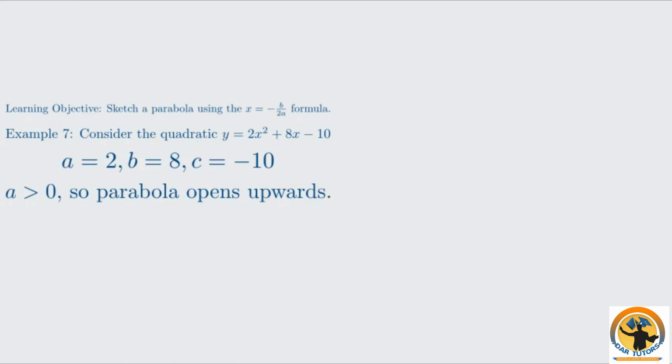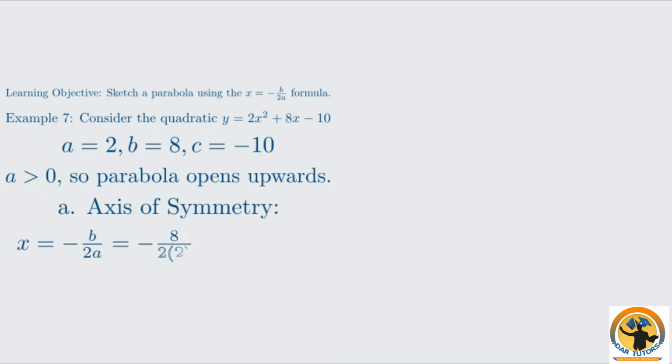Now let's find the axis of symmetry. Using the formula x equals negative b over 2a, we substitute the values of b and a. x equals negative 8 over 2 times 2, which is negative 8 over 4, or negative 2. So the axis of symmetry is x equals negative 2.